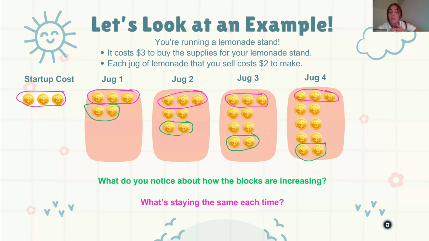Our two questions here are, what do you notice about the blocks that are increasing? Well, they're increasing by 2 each time. We can see that going from 3, 5, 7, 9, 11. It's increasing by 2. What's staying the same each time? $3. We will always have that $3 there no matter what. Whether we sell 0 or we sell 1 or 2, we're always going to have that. That's our initial value, okay? So whatever's in green, that's called our rate of change. It's changing by a +2.